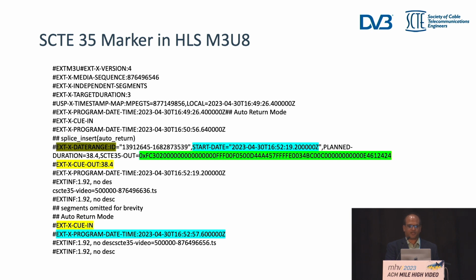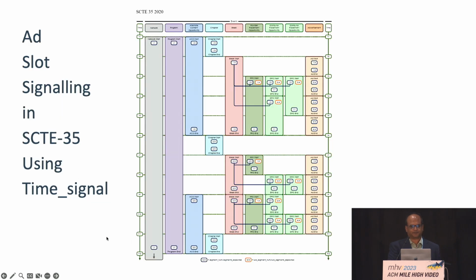And then the next one I'm showing is what it would look like in an HLS M3U8 manifest, which would be using the extended date range over here, and then you'd have a start date, and then you'd have that payload over here, and then you'd basically cue back into the program. So you'd cue out for the ad and then cue back into the program.